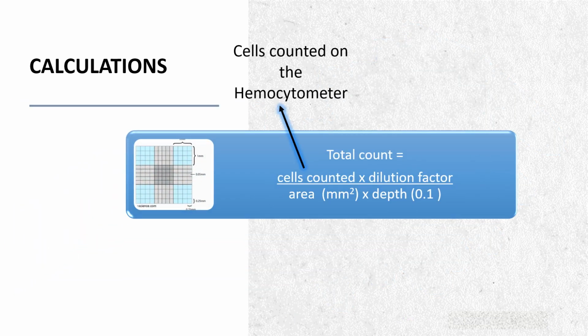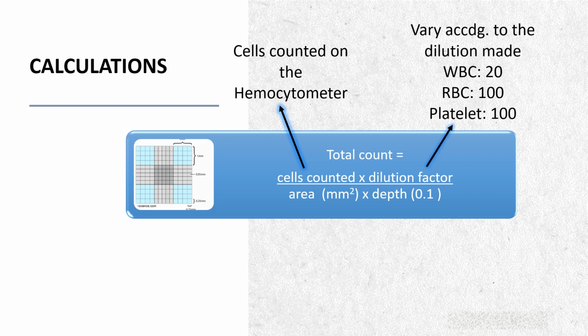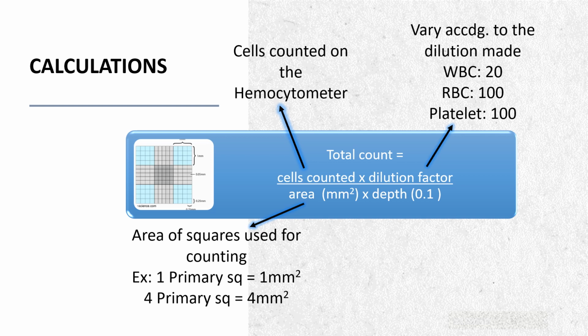The cells counted refers to the total number of cells that were counted on the hemocytometer. The dilution factor may vary according to the dilution made, but usual dilutions are as follows. White blood cells is 20, red blood cells and platelet at 100. The area refers to the area of squares used for counting.